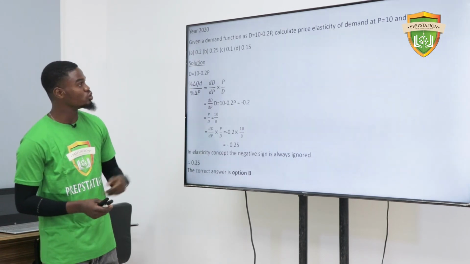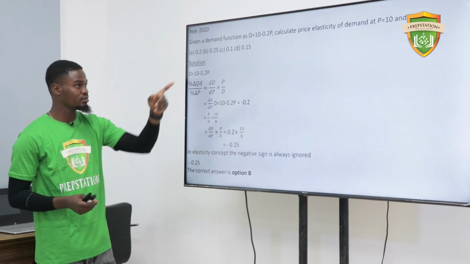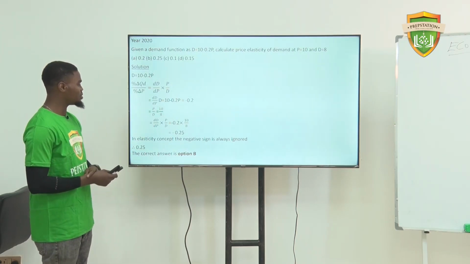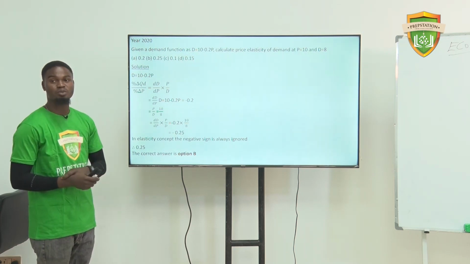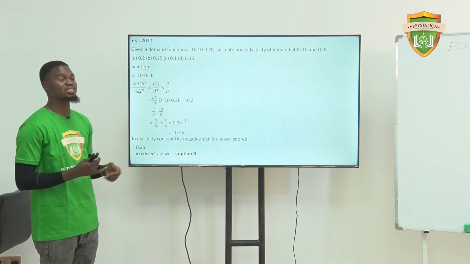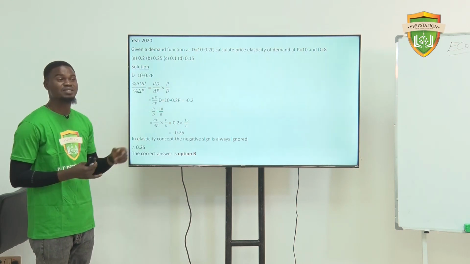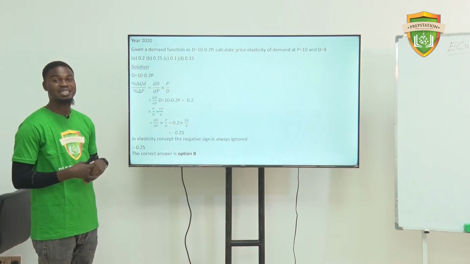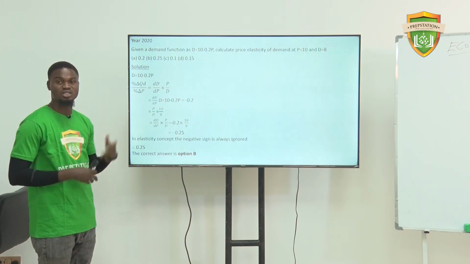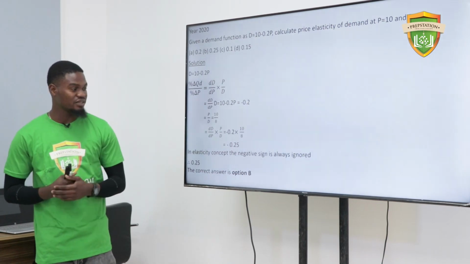Then the next thing we do is we divide P over D. We are given the value of P as 10 from the question, and we're given the value of D as 8. So when you divide, you have 10 divided by 8 multiplied by minus 0.2. You have minus 0.25. But you have to take one thing into consideration. In elasticity of demand and supply, we do not take into cognizance the negative sign. So it is automatically ignored because there's usually no negative change in elasticity. Okay, so in the elasticity concept, we say the negative sign is always ignored.